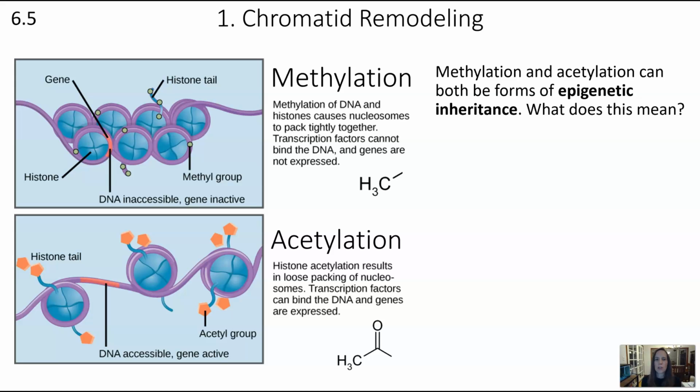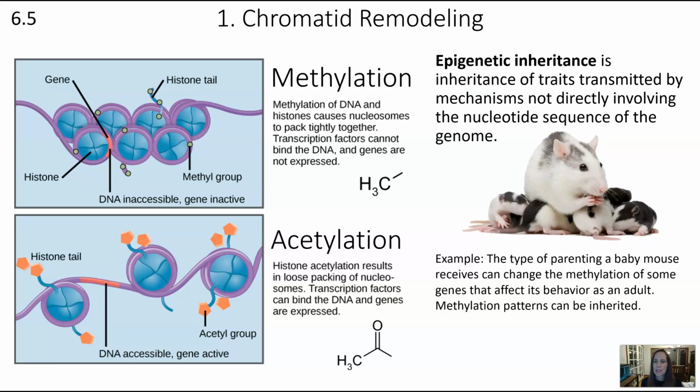So let's start in the nucleus where the DNA is, and this is chromatin remodeling. So here you see, and this is a review from earlier in terms of chromosomal structure, the DNA is wrapped around proteins called histones. Here we have 2 processes that can affect that wrapping process. So we have methylation and acetylation, and those can both be forms of epigenetic inheritance. What does that mean?